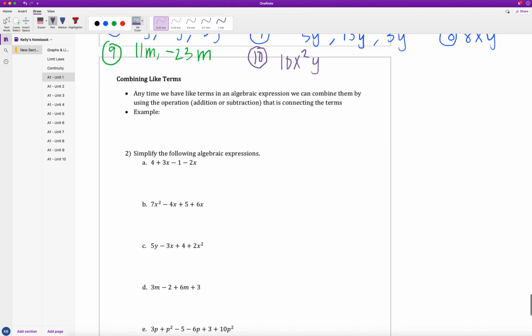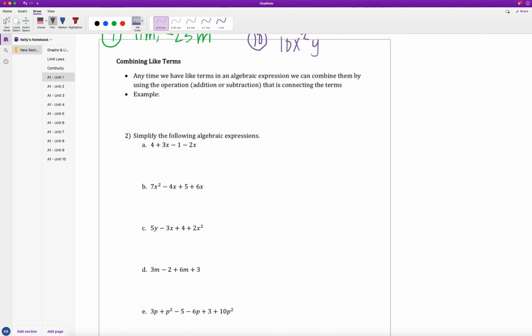All right, let's do some examples where we are going to combine these together. So to combine like terms, we can do that anytime we have like terms in an algebraic expression, we can combine them by using operations, addition or subtraction, whatever is in the problem, that is connecting the terms together. So I want us to do a couple examples on our own first.